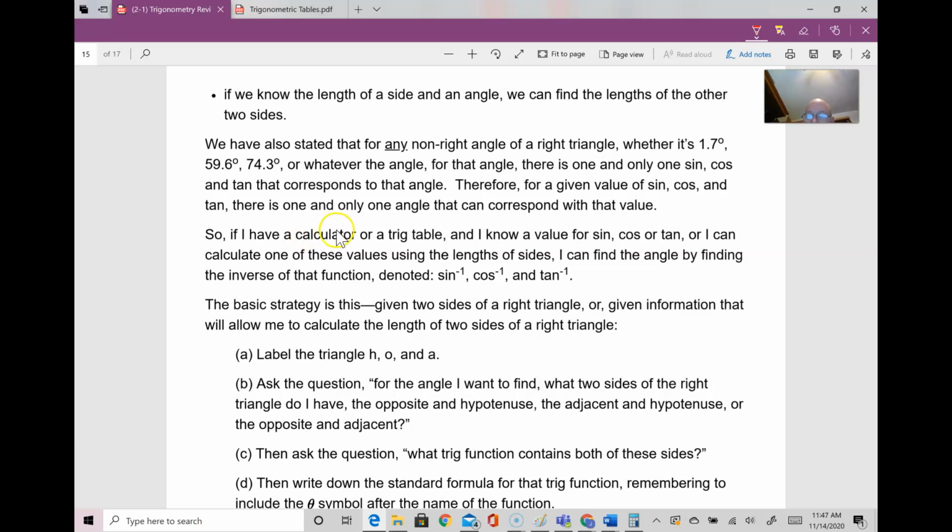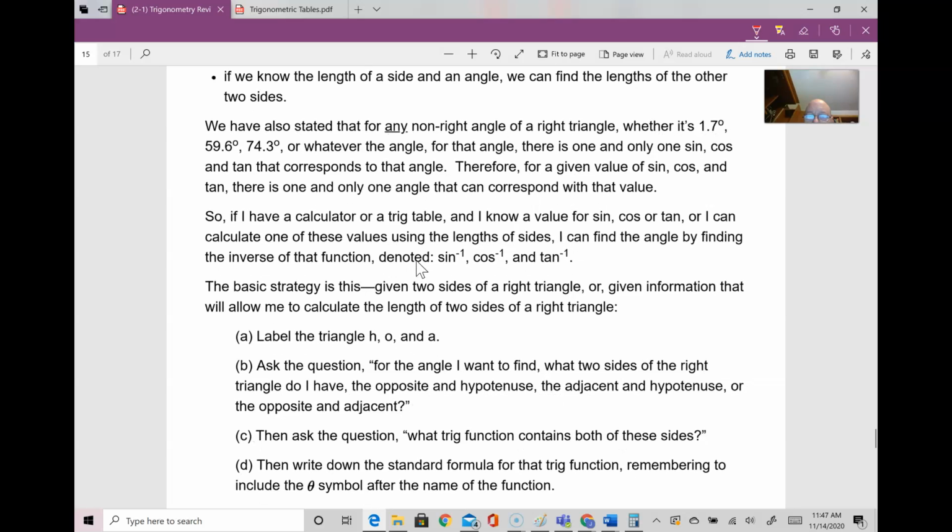If I have a calculator and a trig table, and I know a value for a sine, a cosine, or a tangent, I can calculate one of these values using the length of the side, and I can find the angle by finding the inverse of that function. Okay, and so all we're doing is reversing the process.